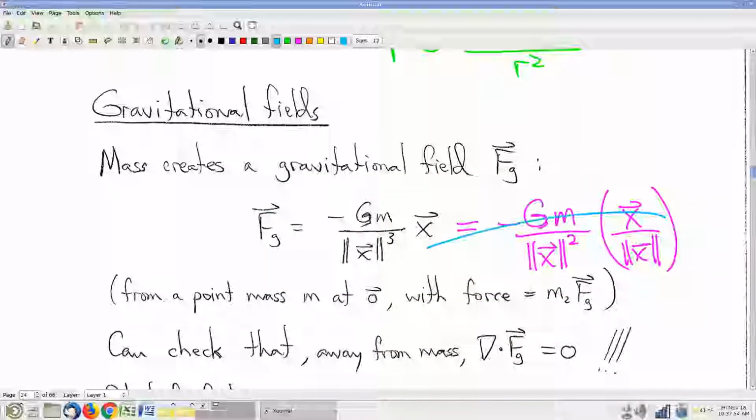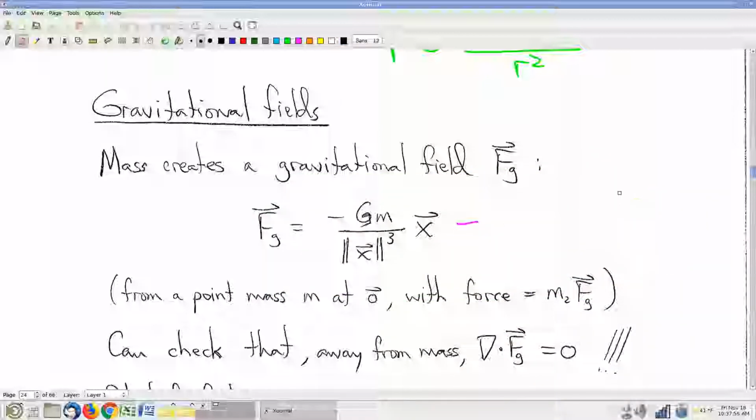Okay, so it turns out that there are some pretty interesting consequences of this. This fact here, that the divergence is 0 away from where the mass is, allows you to draw some very powerful conclusions about how gravitational fields work. And we don't have time to go through all these details. Wish we could. This is a fun little exercise in physics, but we just don't have time in the schedule.